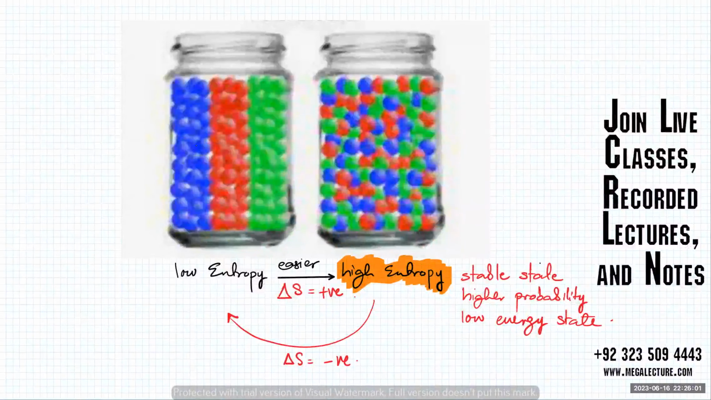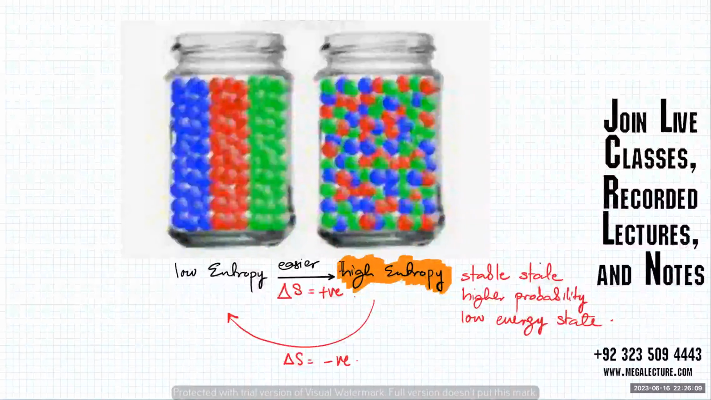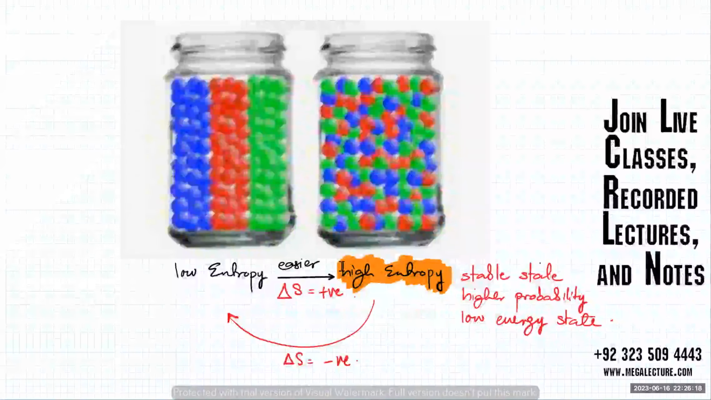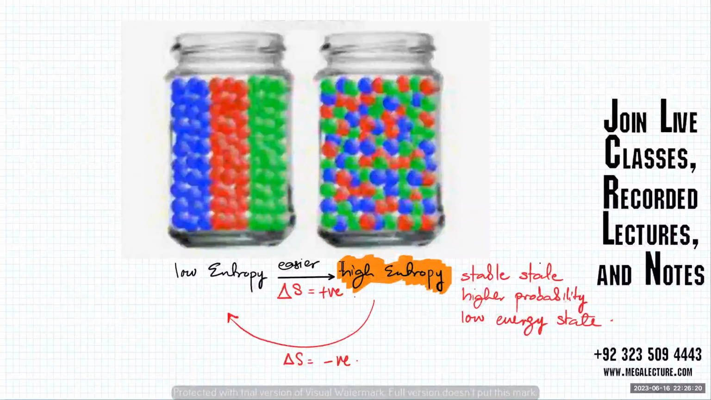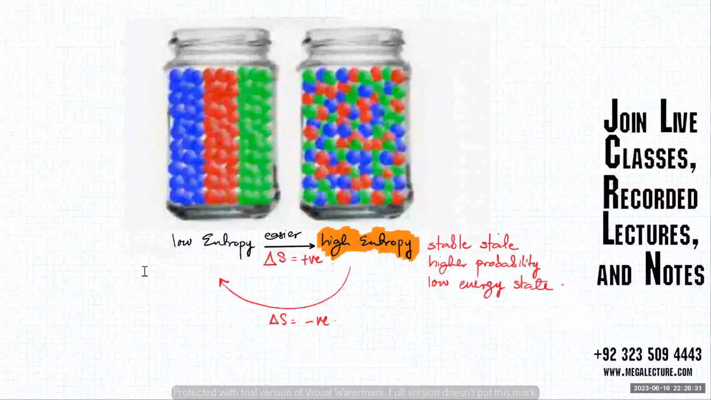So everything likes to gain disorder. This is easy. And the same pretty much applies to chemical reactions as well, that things like to gain disorder. This applies to everything around you. There are few processes where delta S goes from a high entropy state to a low entropy state.